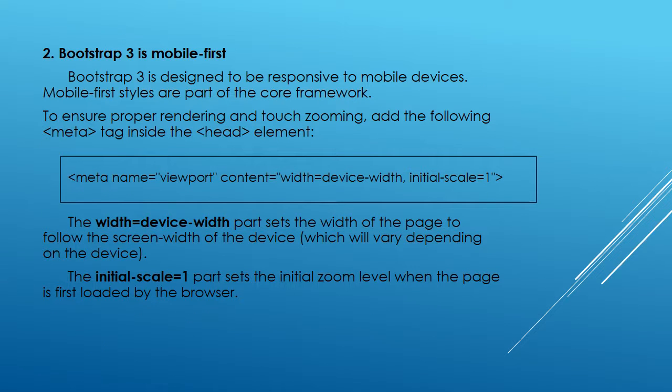Bootstrap 3 is mobile first. Bootstrap 3 is designed to be responsive to mobile devices. Mobile-first styles are part of the core framework. To ensure proper rendering and touch zooming, add the following meta tag inside the head element. The width=device-width part sets the width of the page to follow the screen width of the device, which will vary depending on the device. The initial-scale=1 part sets the initial zoom level when the page is first loaded by the browser.